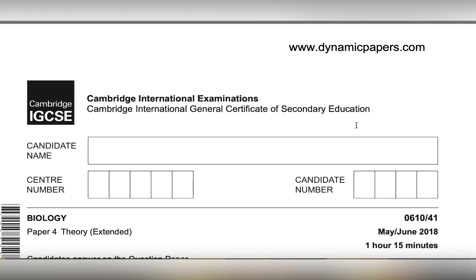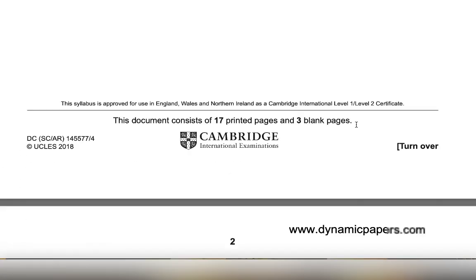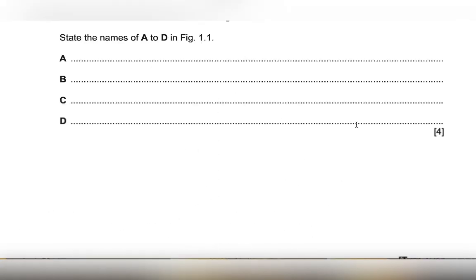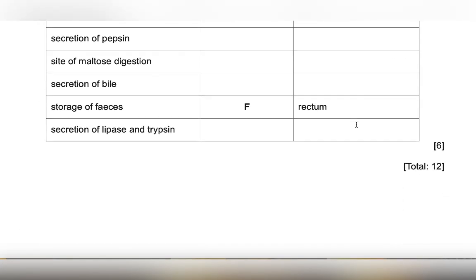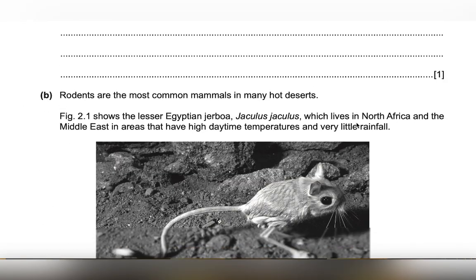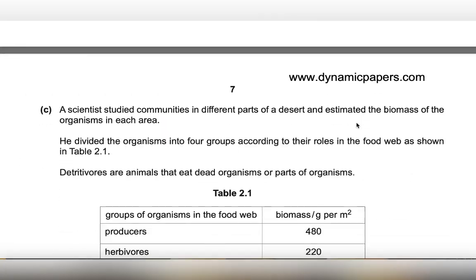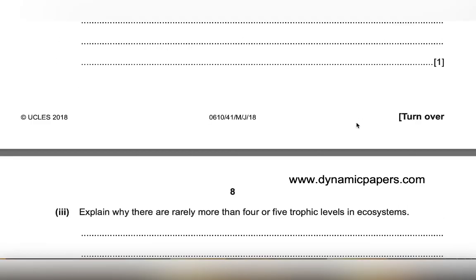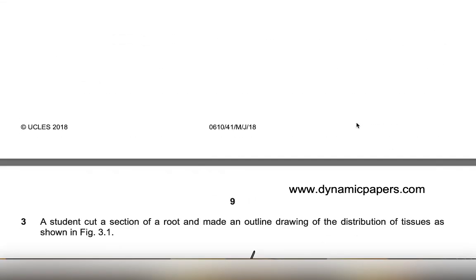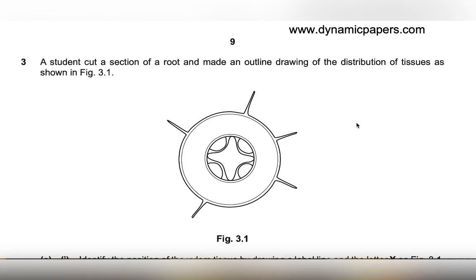Doing Biology Part 2 of May-June 2018, Paper 4.1. Okay, so today we're moving on straight to question number 3. We've done question 1 and question 2 in Part 1. Today we're starting from question 3. Is that okay? So without much ado, let's begin.